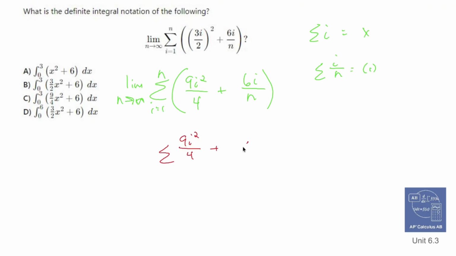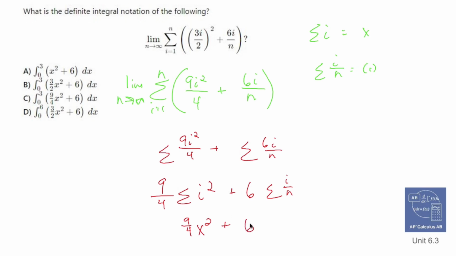Sigma, sigma. Rip out a 9 over 4, 9 over 4 is sigma i squared. Rip out a 6, sigma i over n. Once you have that, we can now apply these rules here. The sigma of i squared is going to be x squared, so you become x squared with a 9 over 4 attached. You become 1, so plus 6 times 1 is 6.